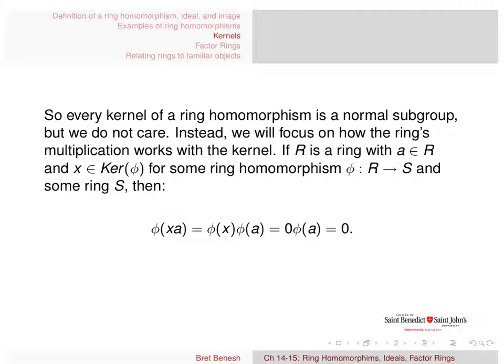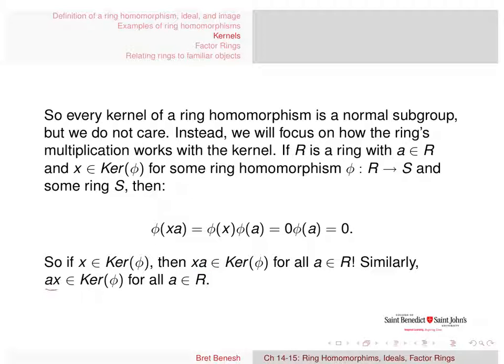So what does this mean? That means if you start with something in the kernel, multiply by anything else, the product is going to be in the kernel because it maps to 0. So you have this kind of absorption or sucking effect: when you multiply something in the kernel, you stay in the kernel. Similarly, if you multiply on the left, that'd be ax, that'd be phi of a times 0, and that'd still be 0. So it works out.